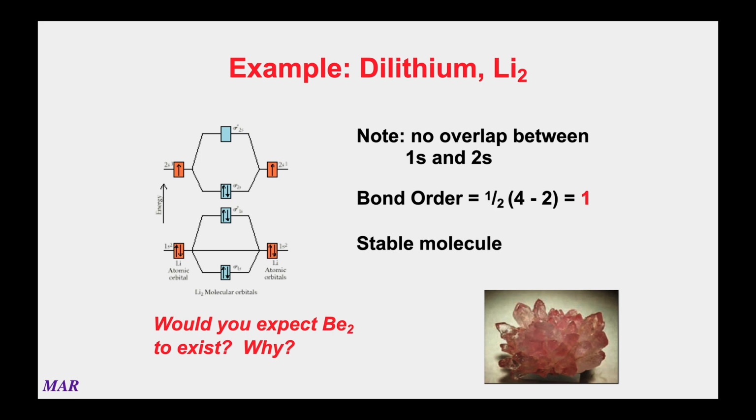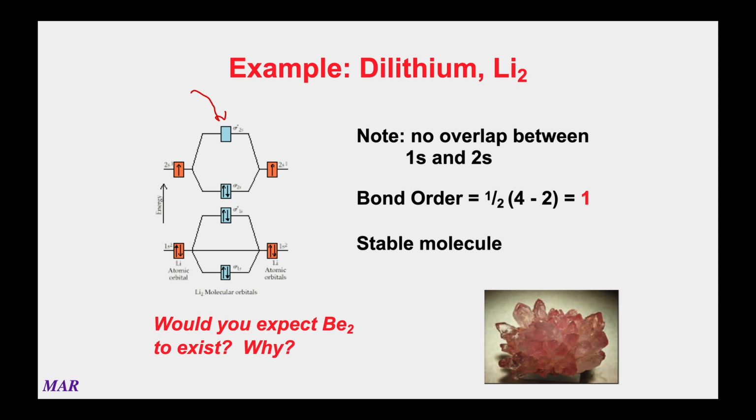Would you expect diberyllium to exist? Now, beryllium has 1 more electron than lithium. So beryllium would be a 1s2, 2s2. And if you're going to have diberyllium, you'd have 2s2 on the left and 2s2 on the right. And those extra 2 electrons would end up in the sigma star 2s orbital. So diberyllium we would not expect to exist. It would be 1/2 parentheses 4 minus 4 or 1/2 parentheses 2 minus 2, depending on which orbitals you looked at. It's going to have a bond order of 0.